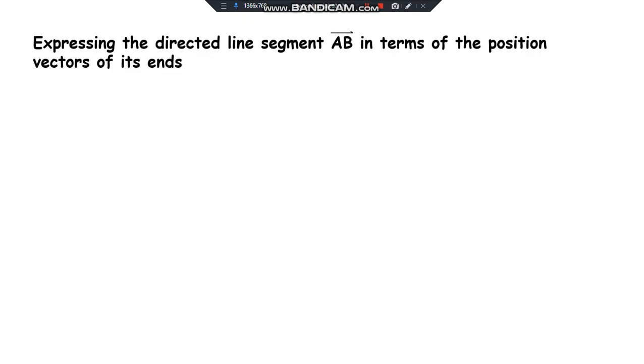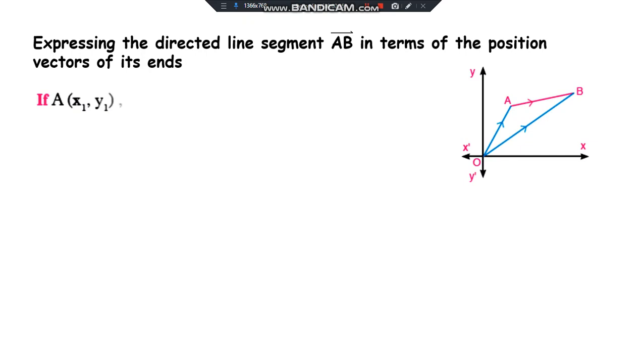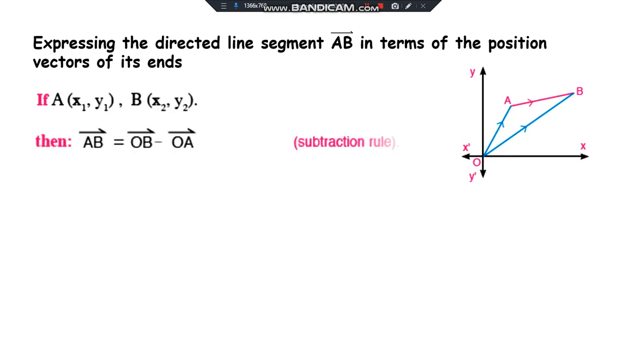We'll explain a new video in geometry: expressing the directed line segment AB in terms of the position vectors of its ends. If you have the directed line segment AB, and we have OA as a position vector and OB as a position vector, where A equals (x1, y1) and B equals (x2, y2).